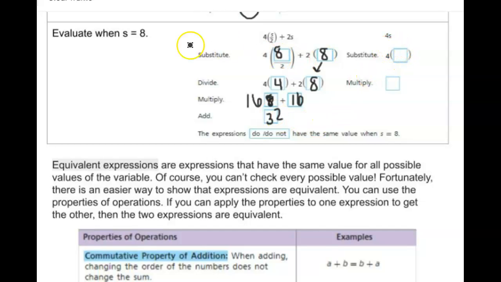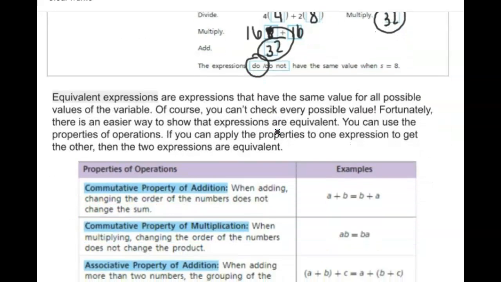Let's see if this one's the same. We're going to put 8 in. 4 times 8 is 32. Since this is 32 and this is 32, they do have the same value.